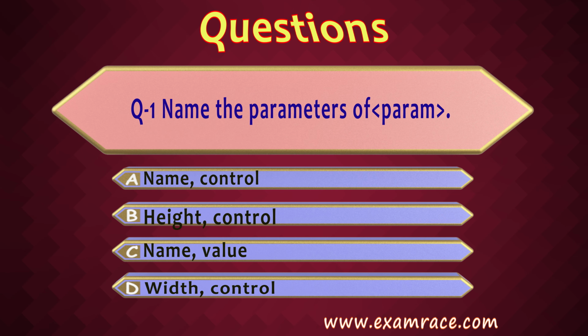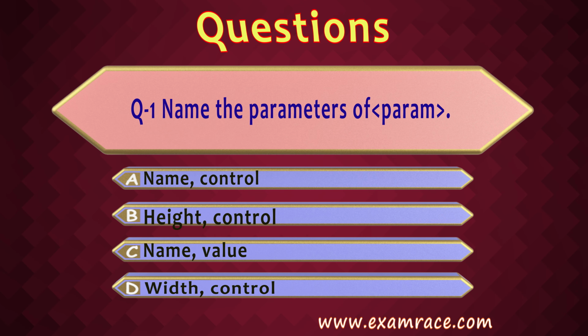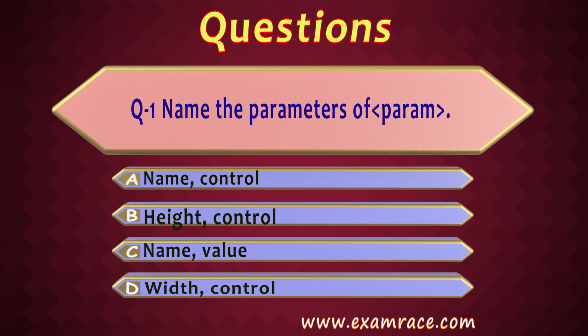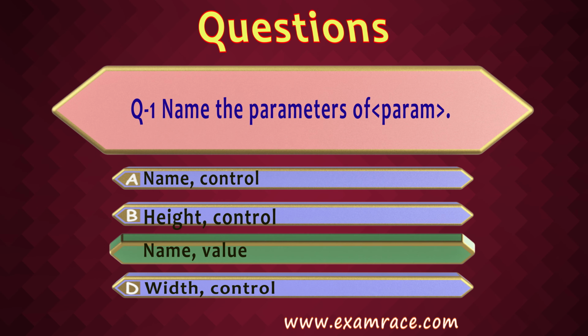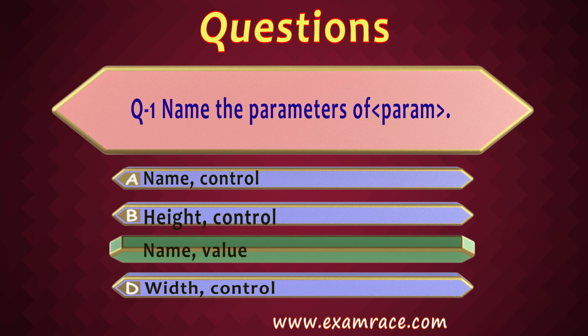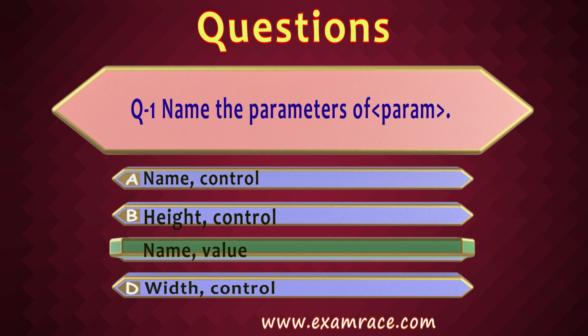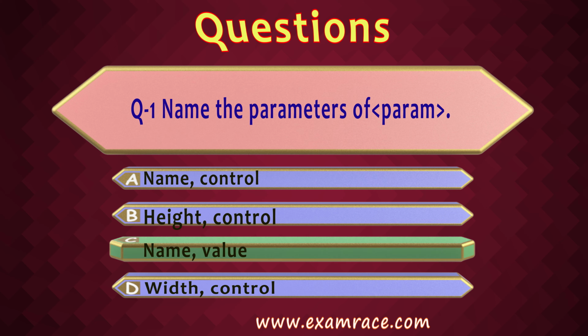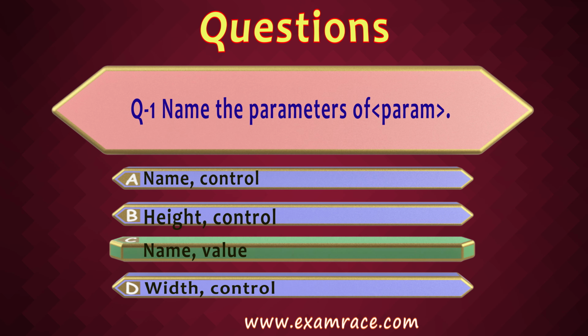So our first question is, name the parameters of tag param. Different options are given over here. So what is the correct answer for this question? Option number 3 is the correct answer, that is name and value. So the two different parameters that work in coordination with the param tag are name, where we can provide the name of the parameter, then the value of the parameter also.